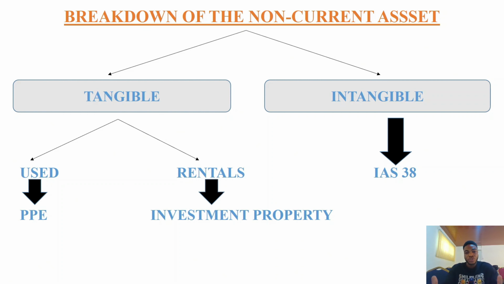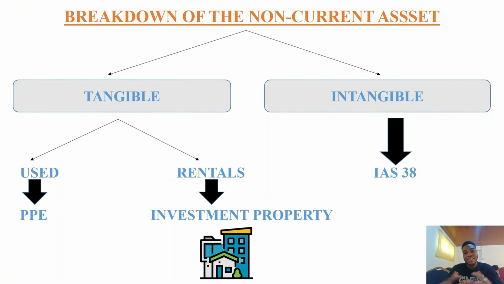Today's lecture is focused on IFRS 16. So the breakdown is to understand that IFRS 16 applies to property, plant, and equipment. But if it is an investment property, the assets you are giving out for rentals have to do with immovable objects like a building. If it's a building and you are giving it out for rental purposes, then we classify it as investment property. It does not form part of your PPE.